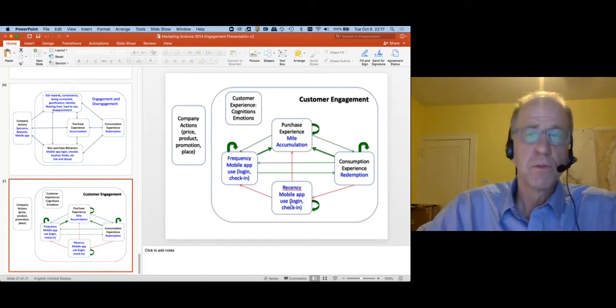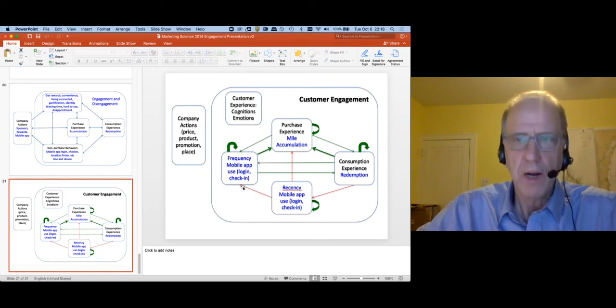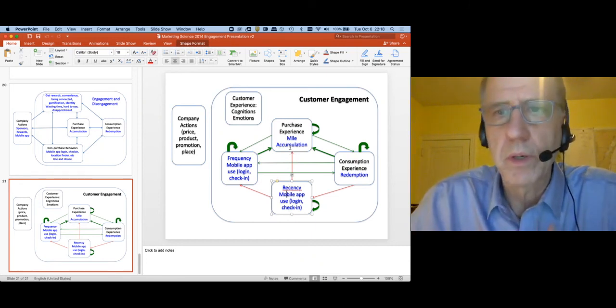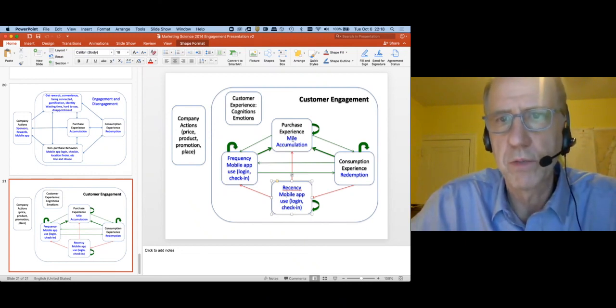Green means positive, red means negative. So what this red line means is that the longer it's been since I've used the app, the lower my frequency of using the app. So that's kind of an obvious arrow. So if it's been a while, then I don't use it as much. What was more surprising was this arrow. So the longer it's been since I've used an app, the less I want to accumulate miles. So I don't swipe the card as much, which means less revenue for Air Miles.